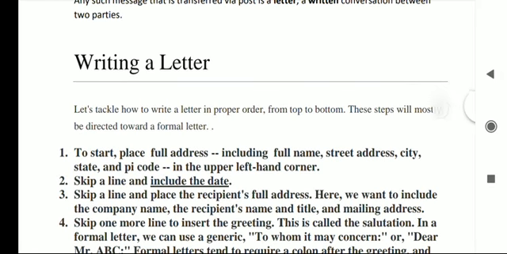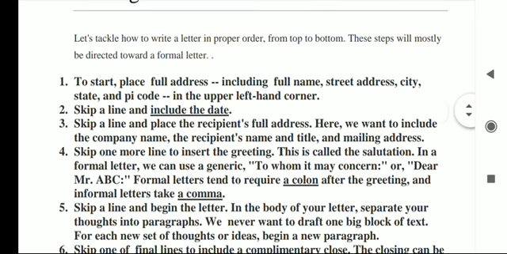Writing a letter. Dear students, let's tackle how to write a letter in proper order from top to bottom. These steps will mostly be directed towards a formal letter. Number first, to start, place full address including full name, street address, city, state and pin code in the upper left hand corner. This was the first step. Now the second step is skip a line and include the date.